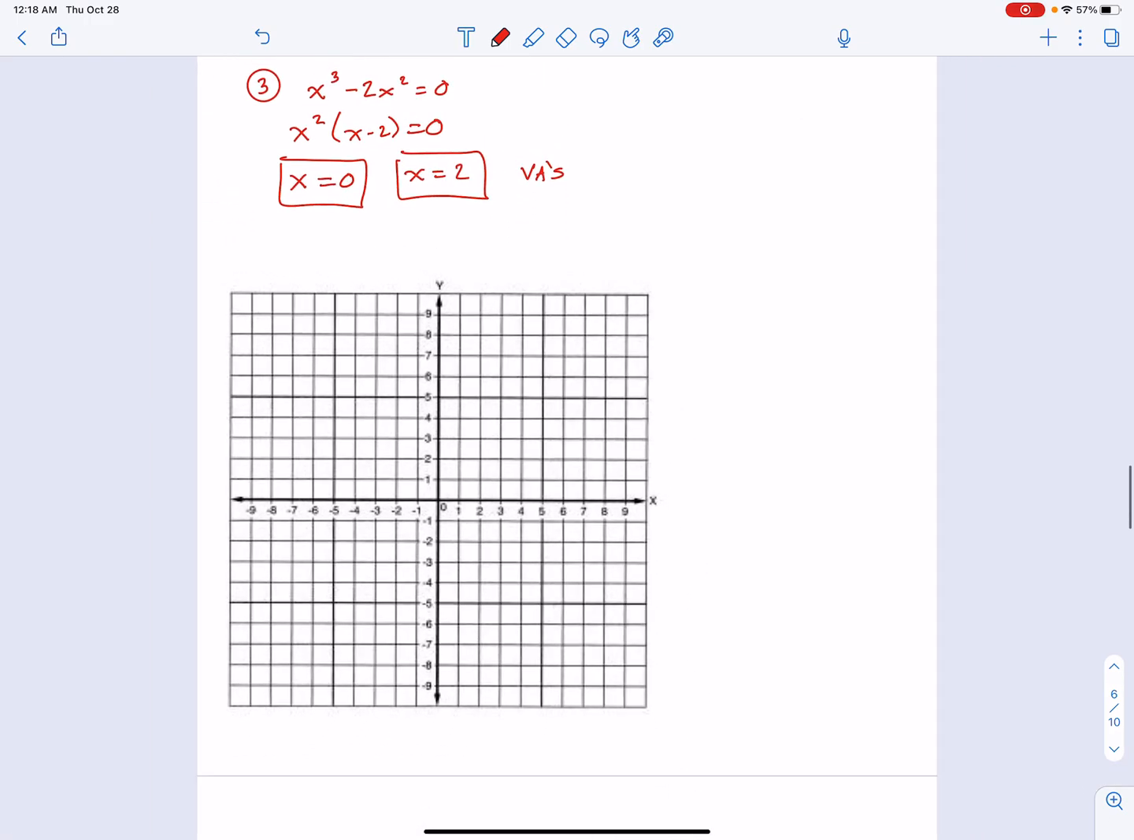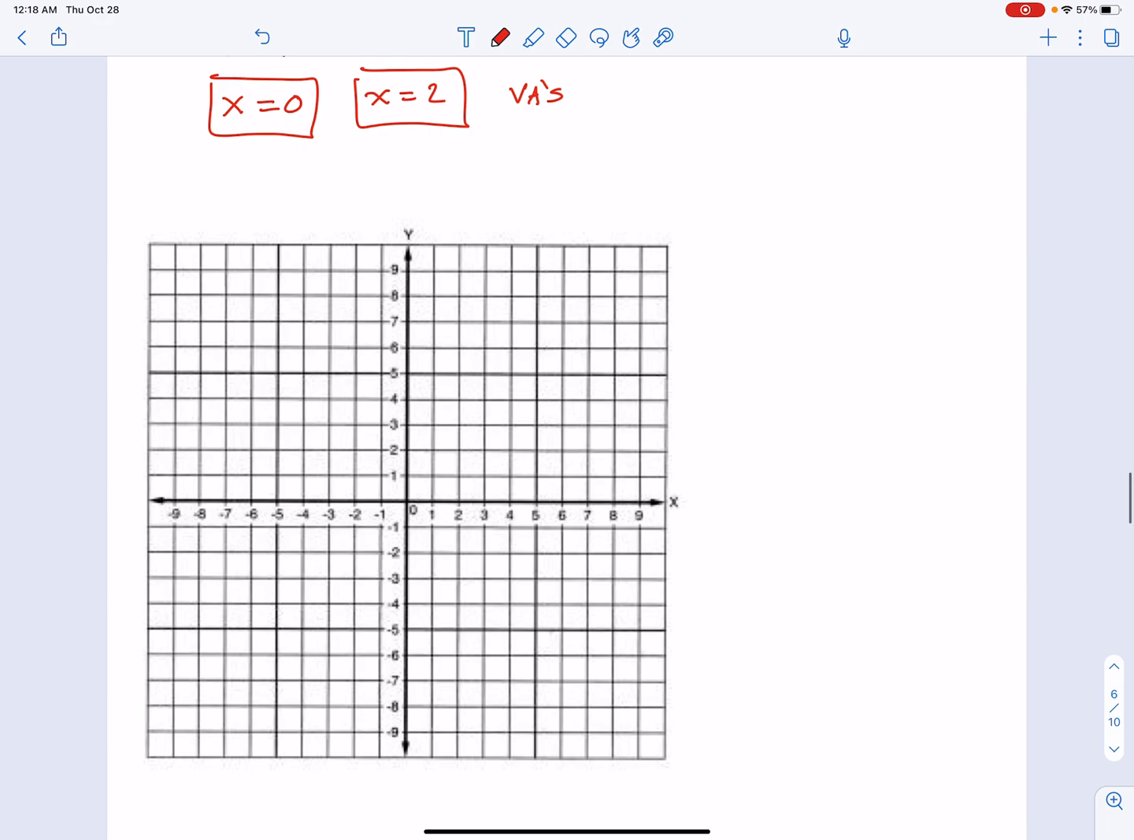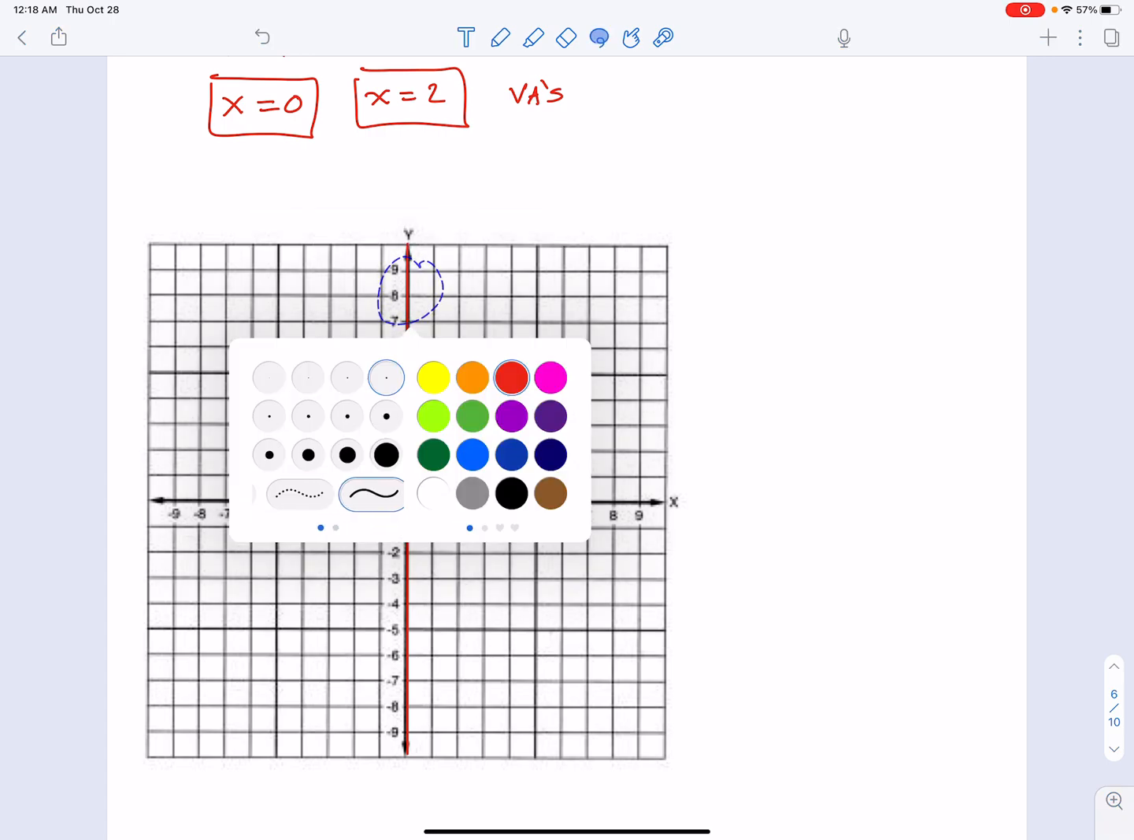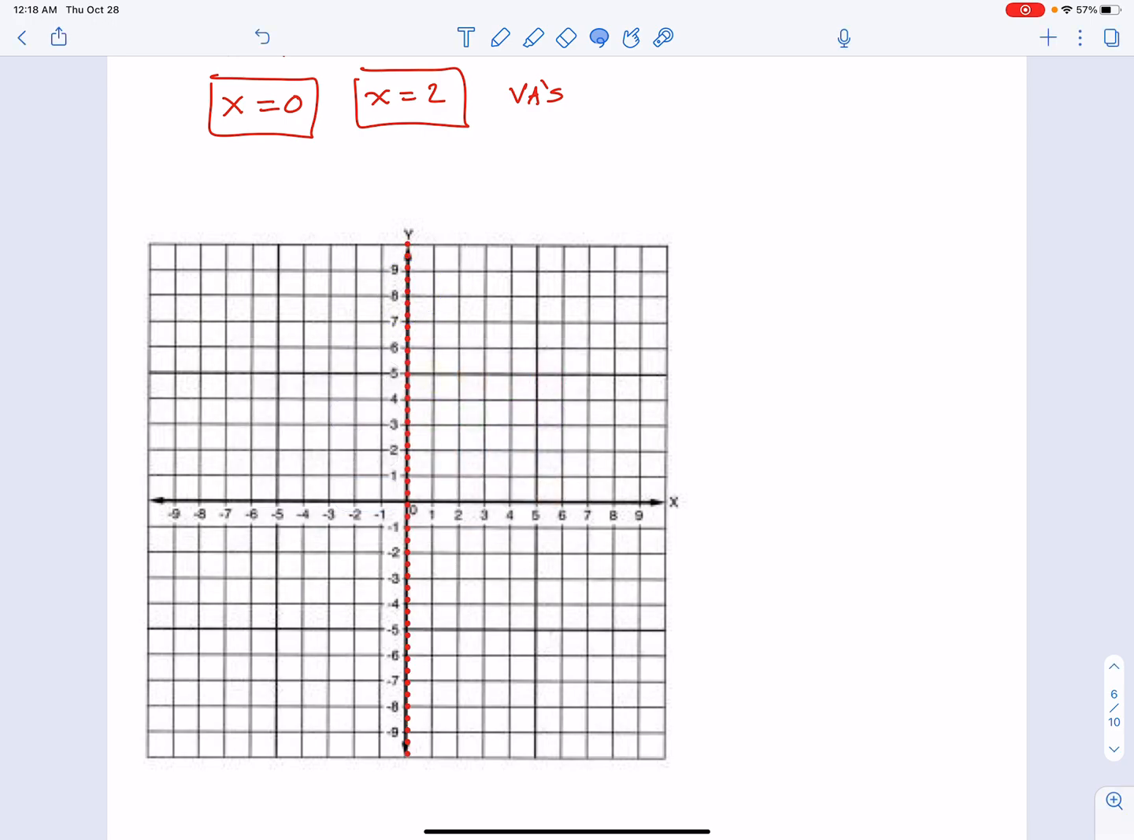So on our graph, at x equals 0, we have a vertical asymptote. Not actually a part of our graph, so we make it a dotted line. And then at x equals 2, we also have a vertical asymptote.